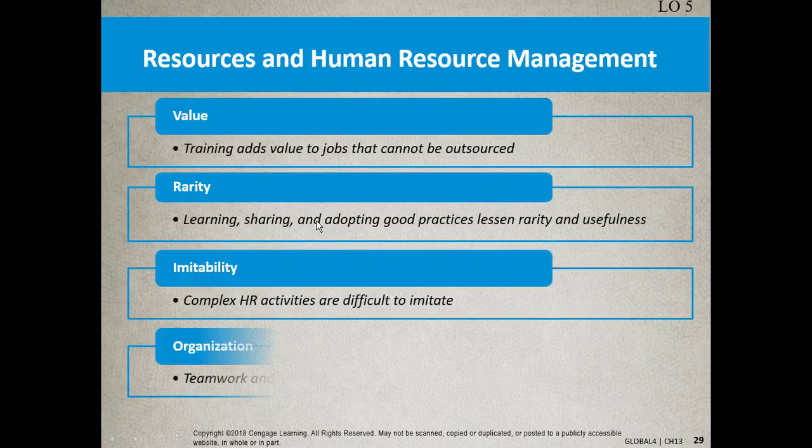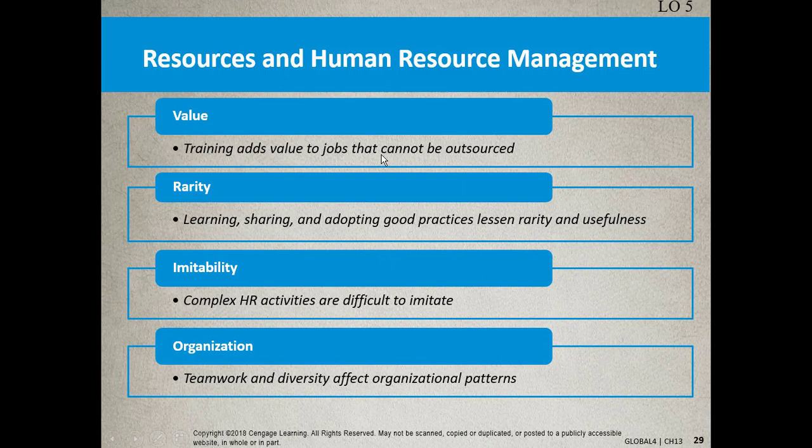Looking at the VRIO for each step. And so what we have here on page 215 is the dimensions looking at HRM becoming more strategic. The first one, for value, is training adds value to jobs that cannot be outsourced. And so that's the first one. And to make sure that, in this case, that activity for training is going toward an area that is valuable for you. And for the industry, right?